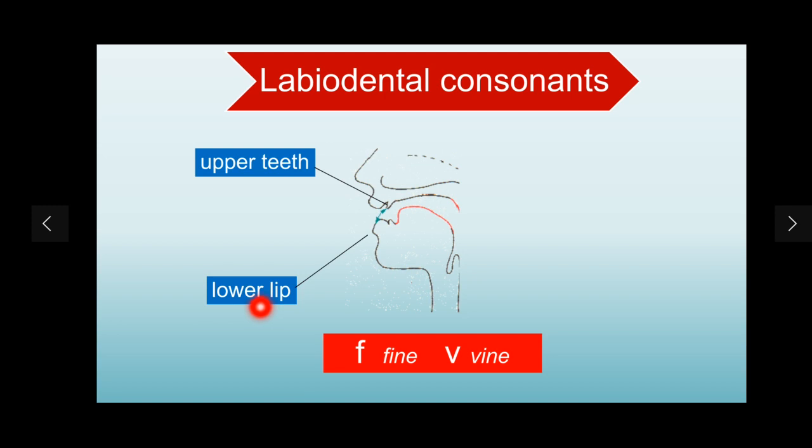Again, here we have two sounds. One is voiceless and the other one is voiced. The first one, F, fine, is voiceless, while the second, V, vine, is voiced. So if you're describing the sound F, for example, you will say that it is a labiodental fricative sound. Labiodental would be the place of articulation, fricative would be the manner of articulation, and voiceless would be according to voicing. Right? So two organs, remember, lower lip and upper teeth. Try to say F and then say V.